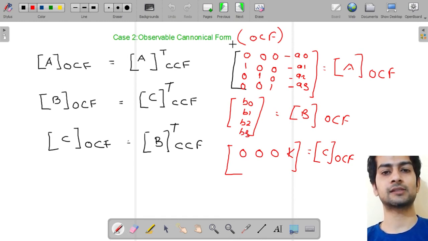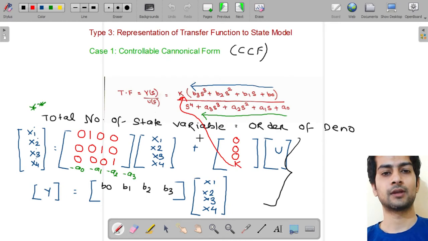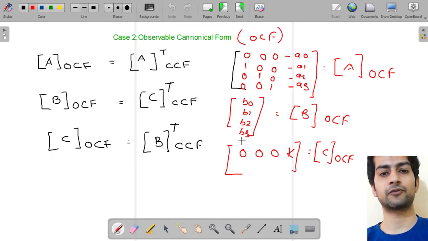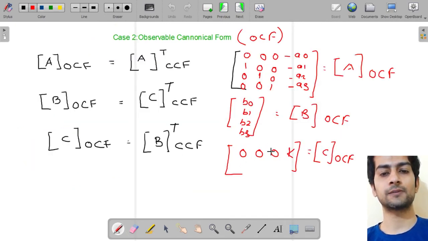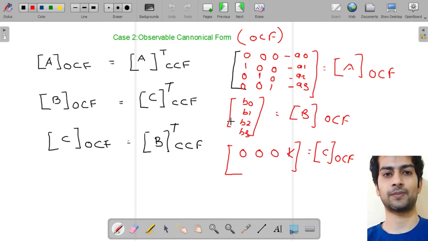Now coming to matrix C. The value which we were getting for matrix B, that we will get for matrix C here. That is, all entries will be 0 except the last one, and it will be the gain of the transfer function. And here all columns are 0 except the last one, and this will be the gain of the transfer function.